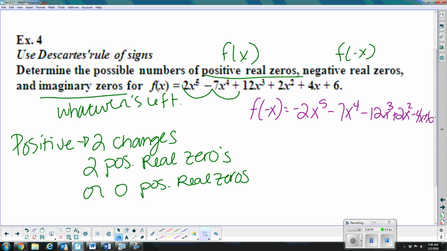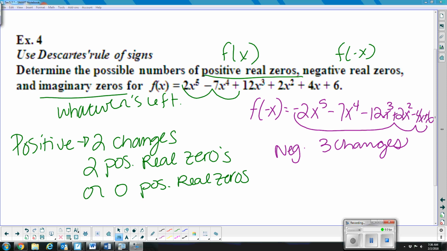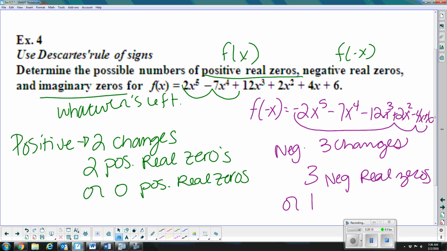So let's look at your changes. So still negative, 1, 2, and back to positive. So that's 3. So there's 3 changes. So since there's 3 changes, there could be 3 negative real zeros or 1 negative real zero.